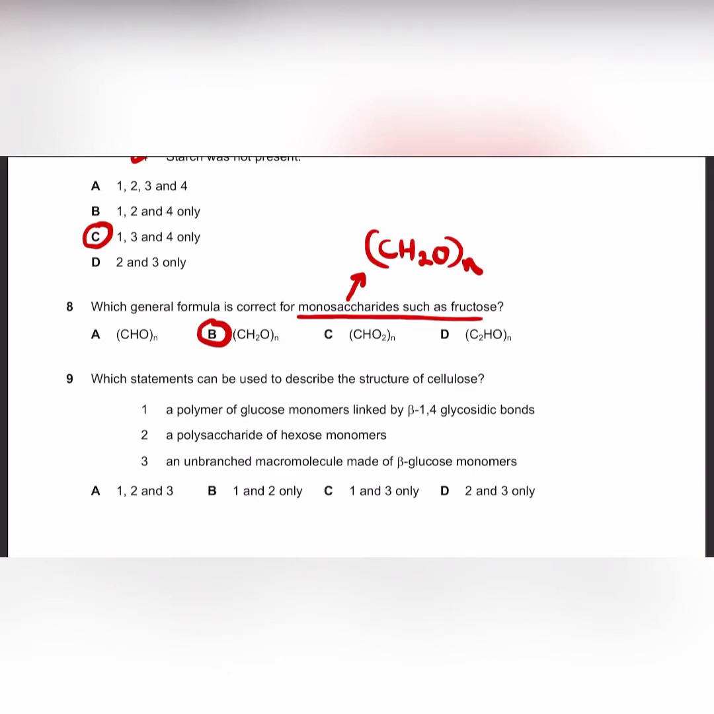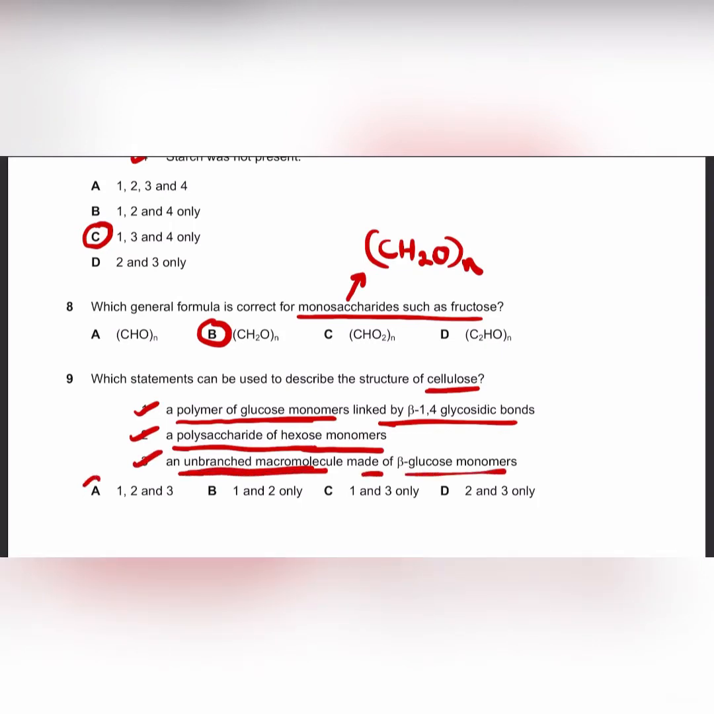Which statement can be used to describe the structure of cellulose? A polymer of glucose monomers, this is true, linked by beta-1,4 glycosidic bonds, this is true. Cellulose is made up of beta-glucose molecules which are joined by beta-1,4 glycosidic bonds. It's a polysaccharide of hexose monomers, definitely. Glucose are hexoses, so this statement is true as well. Cellulose is unbranched, definitely. Cellulose is an unbranched macromolecule made up of beta-glucose monomers. This is also true. So the answer is A.